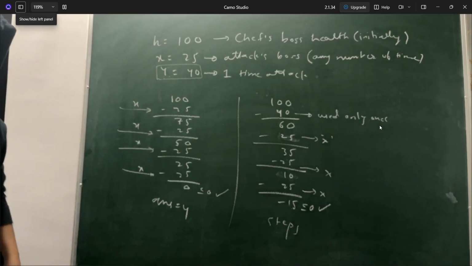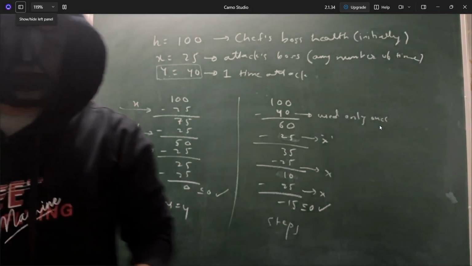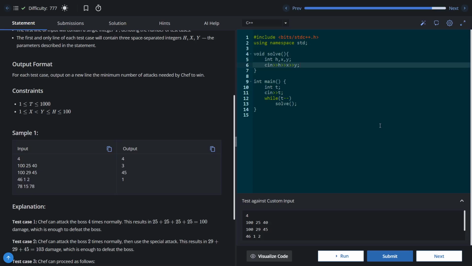So let me take one of the examples wherein using the y operation reduces the number of attacks. So in this case our answer is 4. Let's try to take this one, 129, 45.